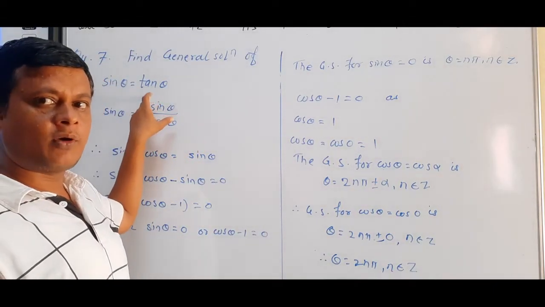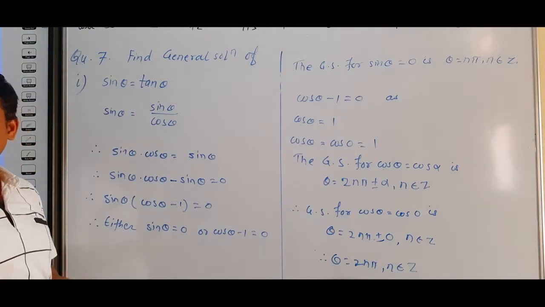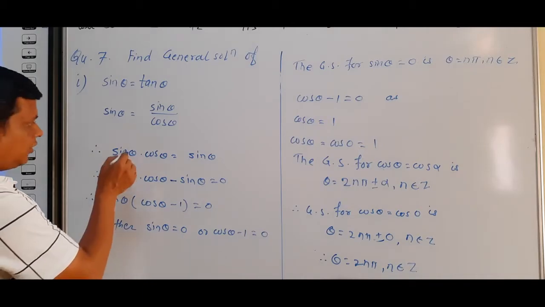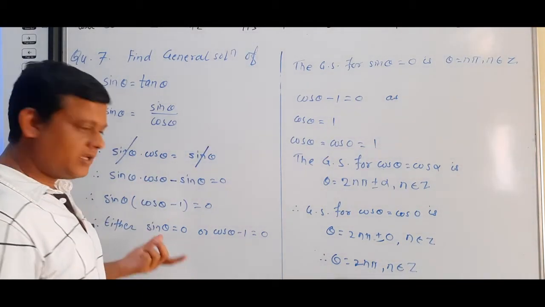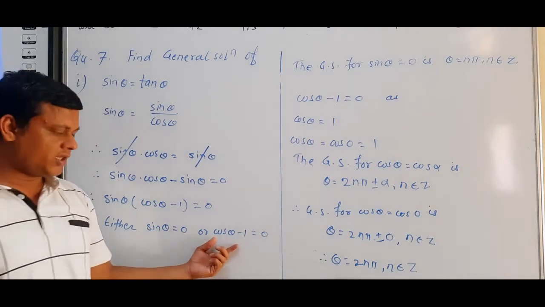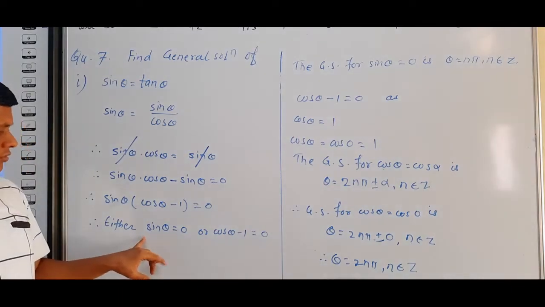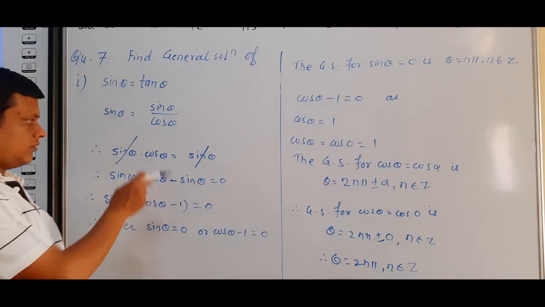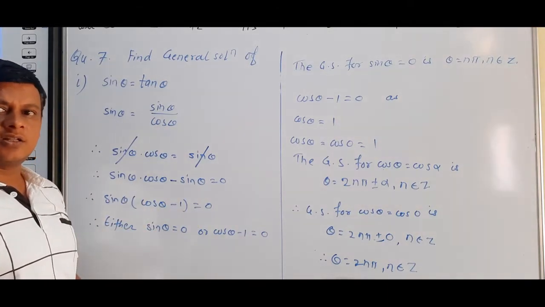Such types of problems we have to simplify first. And here you have to note one thing, we do not cancel this sin theta. If we cancel sin theta, then we get the general solution for cos theta minus 1 equals 0 only. So we have to take sin theta common, then we have to find its general solution.